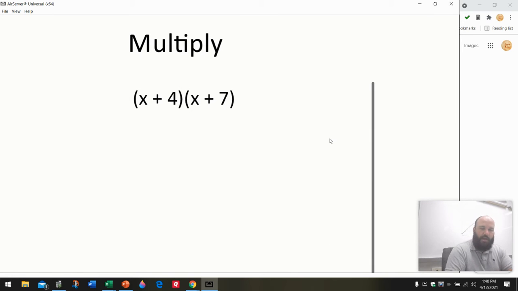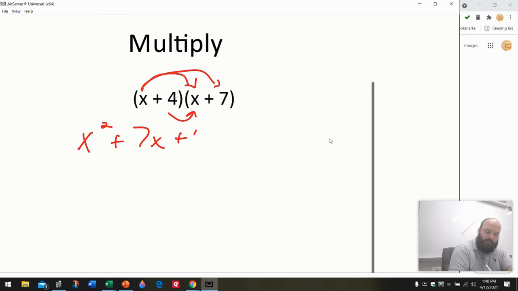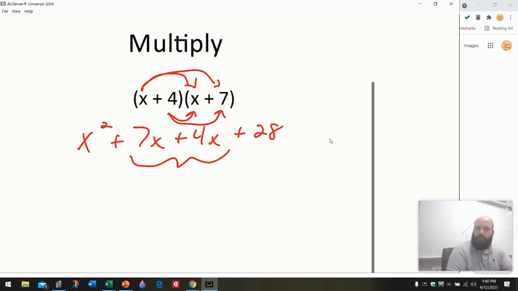So you can see that when I would foil these two together, x times x gives me x squared, x times 7 gives me 7x, 4 times x gives me 4x, and then 4 times 7 gives me 28. Now the two like terms are 7x and 4x, so we would add those two together and get 11x plus 28. And you can see this, if you remember, is called a quadratic trinomial. It's a quadratic because the highest power is 2, and it's a trinomial because there are 3 terms.